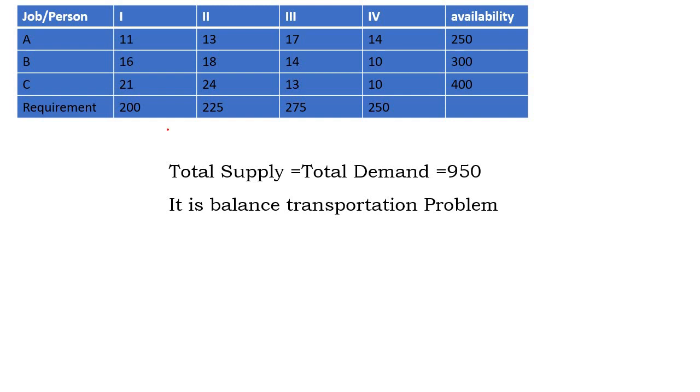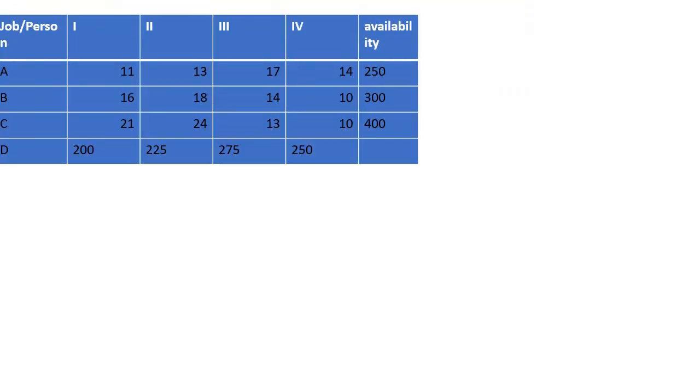Before we start, we find the total supply and the total demand. They must be equal; only then can you continue. That is, it must be a balanced transportation problem, otherwise you have to balance the problem. Clearly the total available, 250 plus 300 plus 400, is equal to 950. Similarly, 200 plus 225 plus 275 plus 250 equals 950. So it is a balanced transportation problem, and now we are going to find the IBFS.